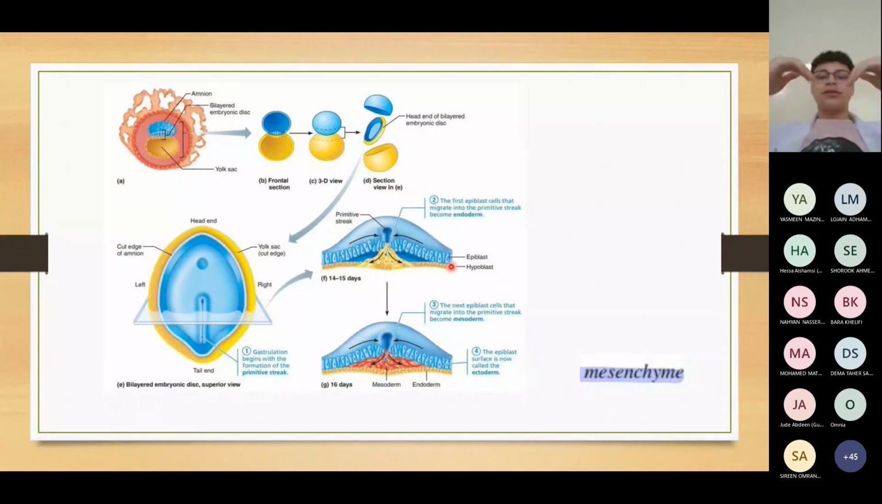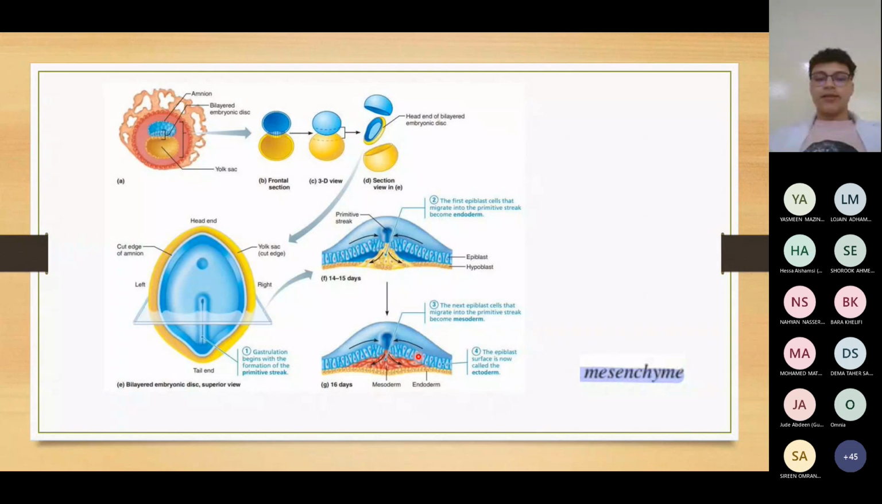More cells are going to start entering from the epiblast, through the primitive streak. Now they're going to form another germ layer. We call it what? A mesoderm. And then the cells that are left outside are going to form a layer. We call it the ectoderm. Ecto means what? Outside.